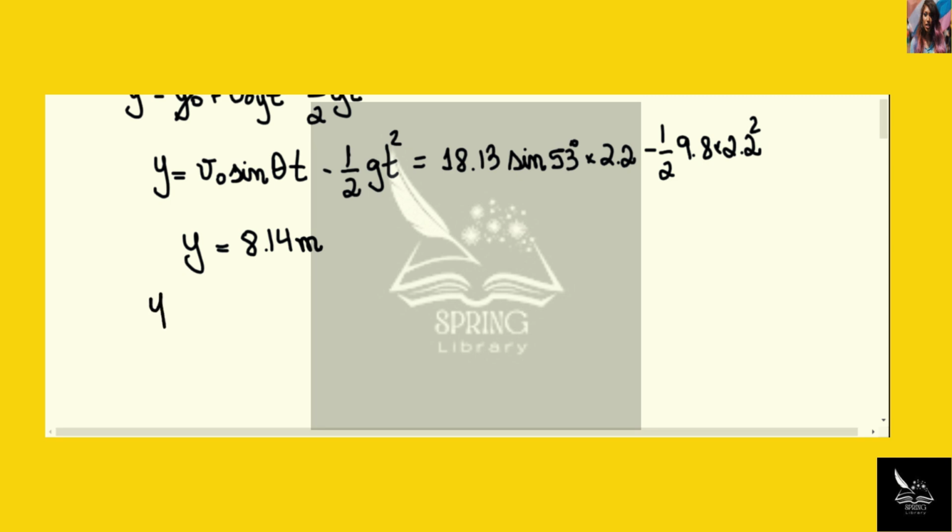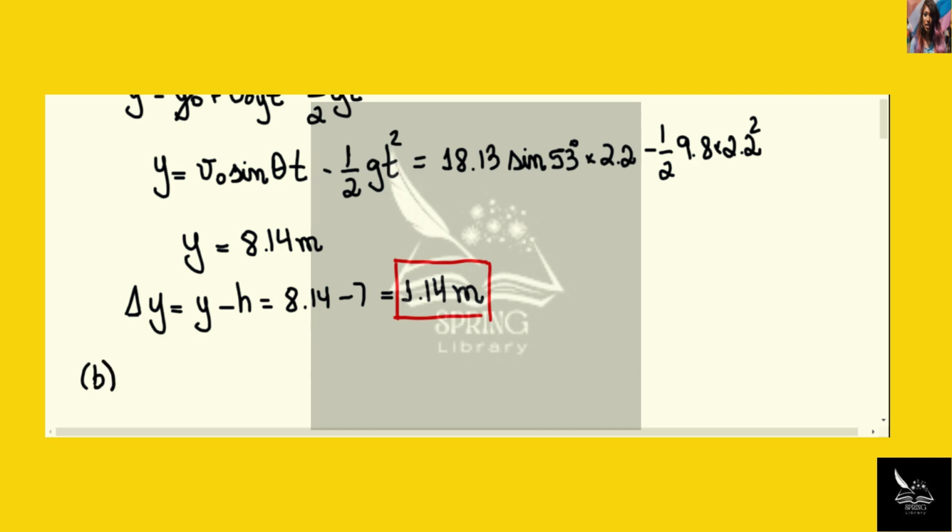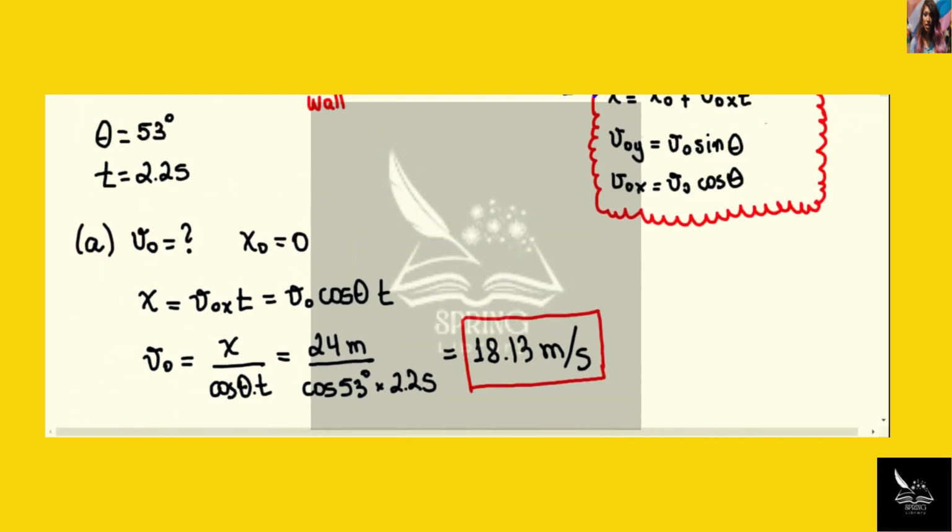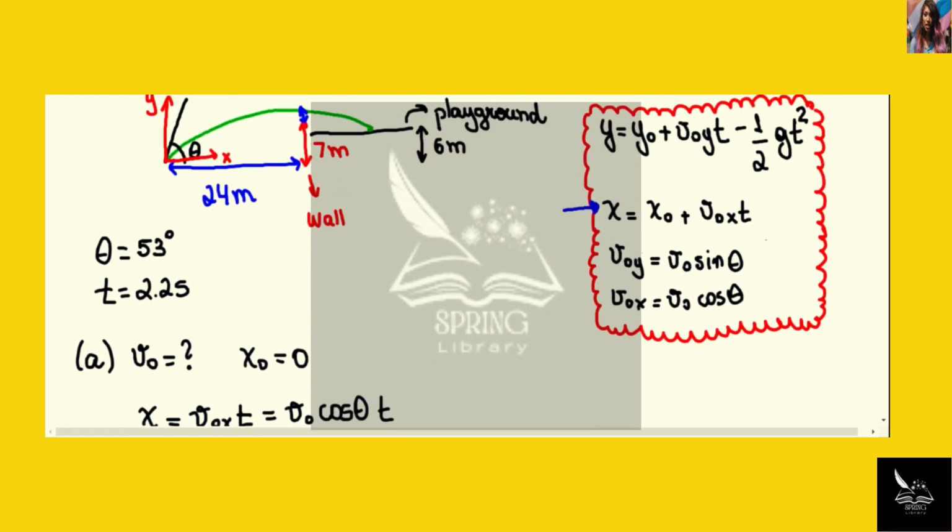So the distance from the wall, delta y, is just y minus the height of the wall. So this is 8.14 minus 7, or 1.14 meters. And in question C, we have to calculate how far from the wall the ball reaches the playground. So we have to calculate this distance delta x here, the distance between the wall and the playground.